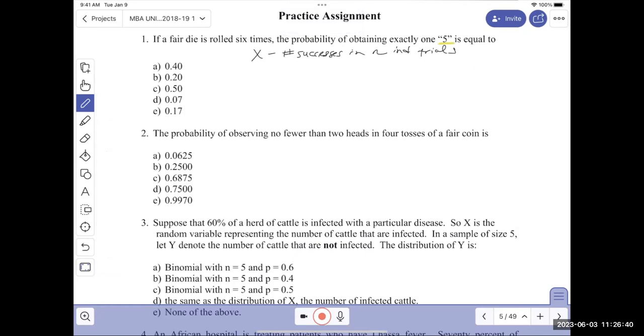So there's 6 possible outcomes, 1, 2, 3, 4, 5, 6, each time you roll a die. And the success in our case, what we're interested in, is seeing a 5. That's not an S. Let me make it clear that it's a 5. So what are the trials? How many trials are we going to do? 6. Right, so trials are 6.